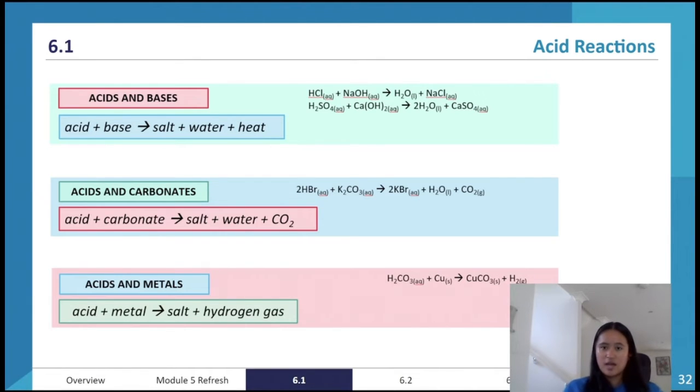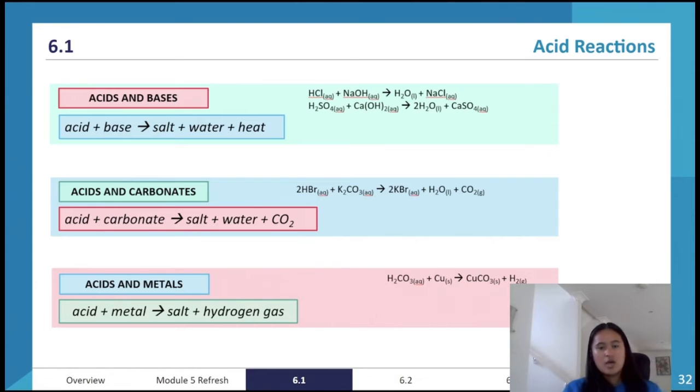Neutralization is always exothermic, so that's why heat is there. Then some examples of that are your standard hydrochloric acid, so HCl, plus sodium hydroxide, which is NaOH, makes water, and then sodium chloride, which is the salt. And then obviously heat, but it's not written there.